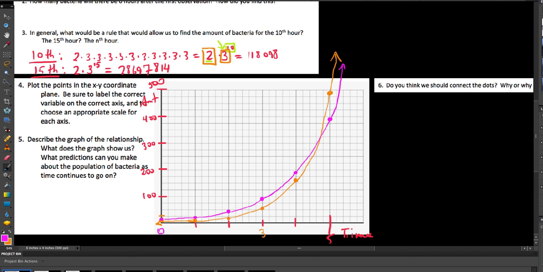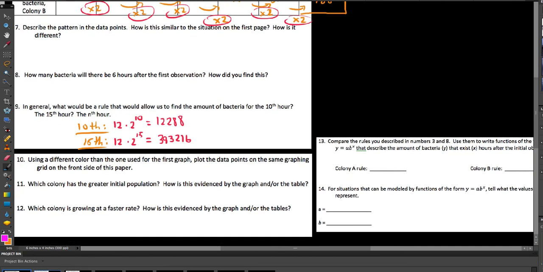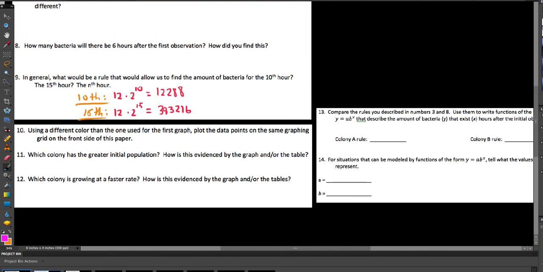Okay. So I say describe the relationship. What does the graph show us? What predictions can we make about the population of bacteria as time goes on? I predict that the population of bacteria is going to grow faster and faster and faster here. Okay. So which colony has the greater initial population? Colony A or colony B? Well, we want to say colony B here has the greater initial population. It had 12 bacteria instead of 2 bacteria. So we say colony B.